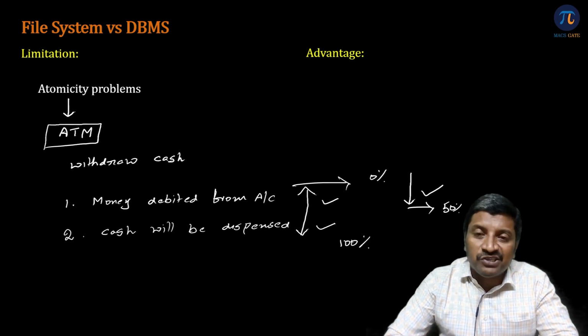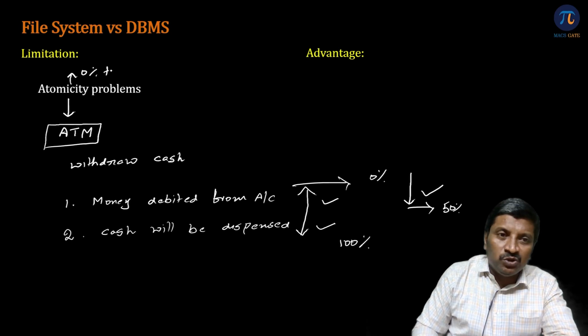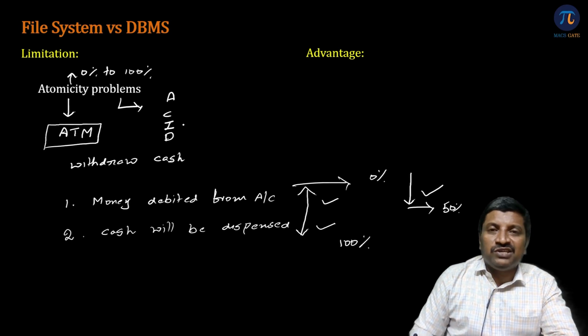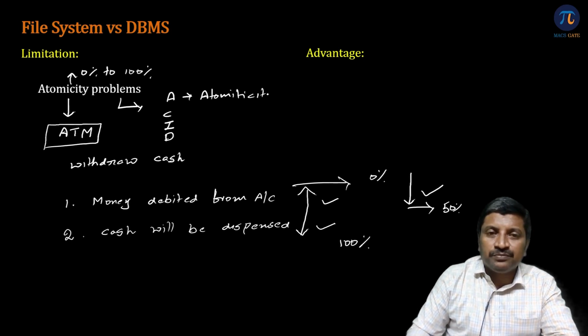So every transaction should either be completed 100% or 0%. So the atomicity problem, we can say simply, is 0% or 100%. In atomicity problems, we mainly have four types of problems, which are generally called ACID properties. Among those ACID properties, the first one is atomicity, which we discussed just now.